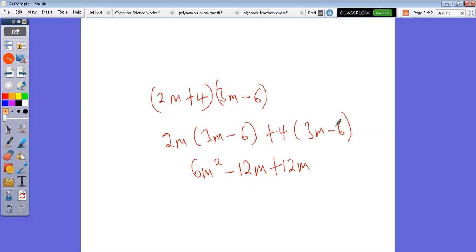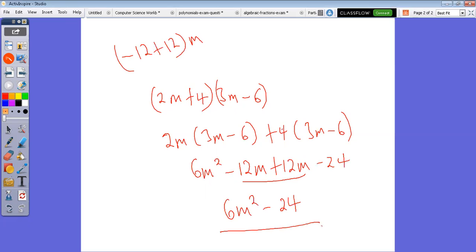Then multiply this, you get, with positives and negatives, negative 24. But this gives you 0 there, because this is minus 12 plus 12 in terms of m. In math, that gives you 0 times m. This is 0, this part. So what's the final answer? 6m squared minus 20 what? Minus 24. Happy?